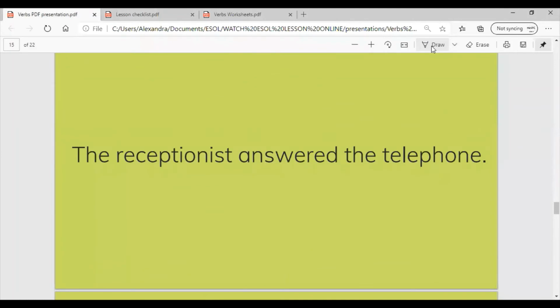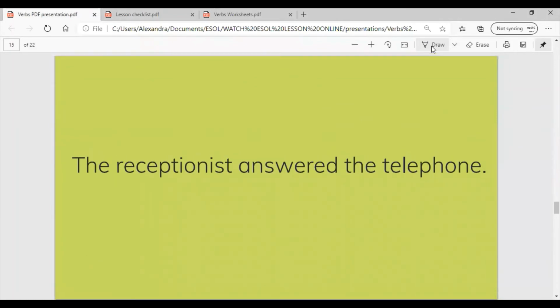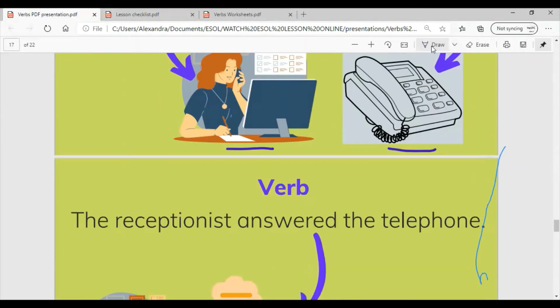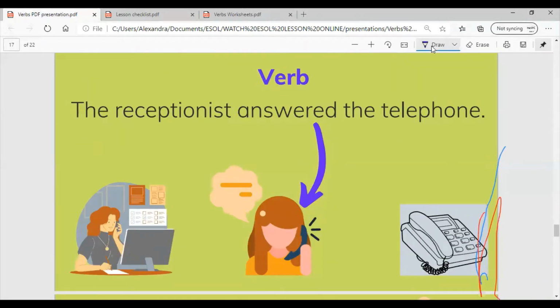We've got another example sentence here. We've got the receptionist answered the telephone. So we can do the same. We need to work out who the sentence is about. The receptionist answered the telephone, and we need to work out the verb in the sentence as well. So if we look for the nouns, we've got the receptionist answered the telephone. So our receptionist is our person, and the telephone is our object. So these are our nouns.